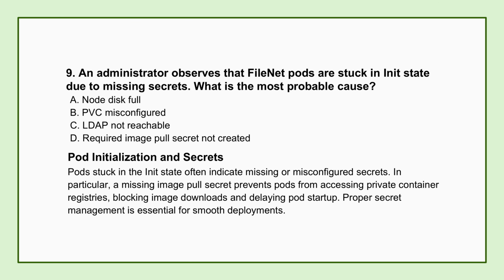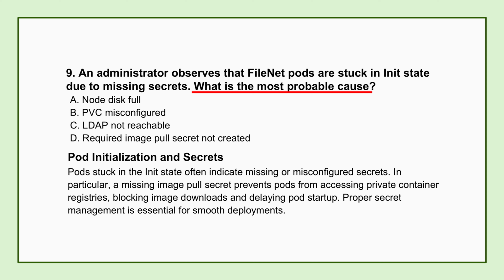Let's consider a classic, tricky troubleshooting situation. An administrator sees that FileNet pods, the components doing content services and document management within Cloud Pak, the Core pod, are stuck in an init state, just stuck initializing. This is a pretty common sign of a specific type of underlying problem, especially involving secrets. What's the most probable cause for pods getting jammed up like this due to a missing secret?